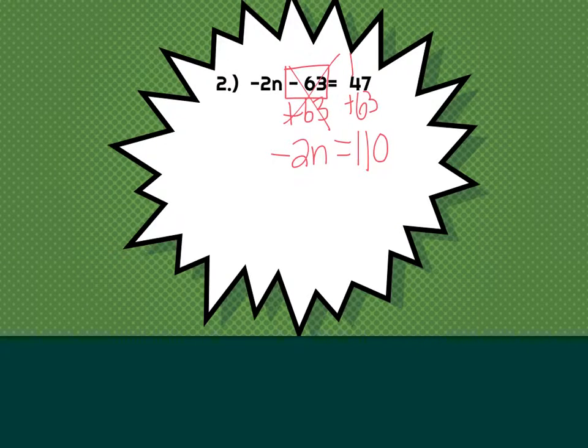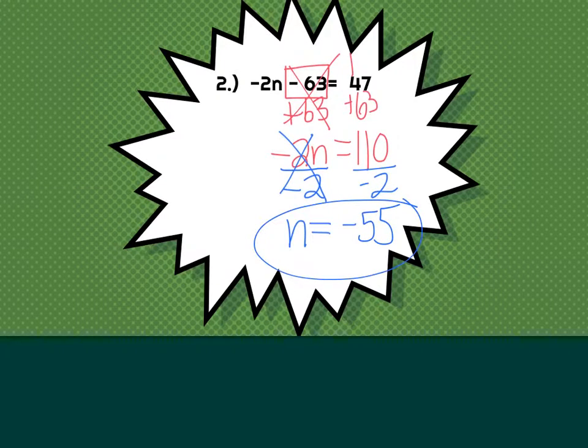Then we need to undo the multiplication, which is this negative 2 times the n. So we will divide by negative 2, keeping that same negative sign on both sides. This cancels out the negative 2 and leaves us with just n, which is what we want. Then we have a positive 110 and a negative 2. A positive divided by a negative is a negative, and 110 divided by 2 is 55. Your answer is n equals negative 55.